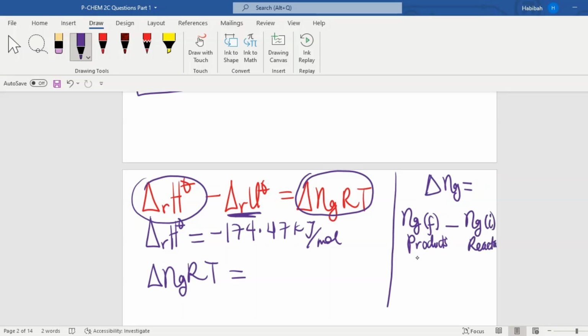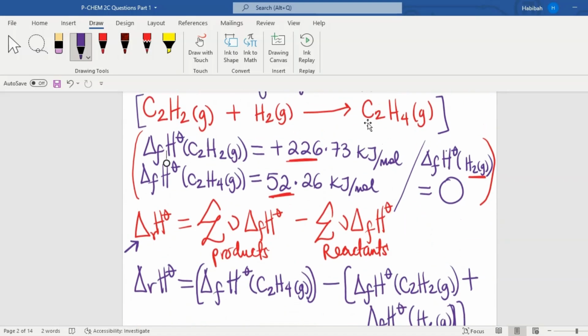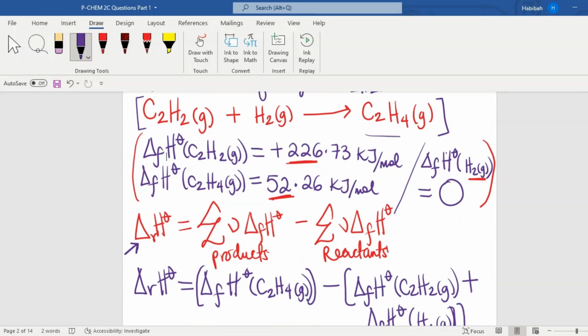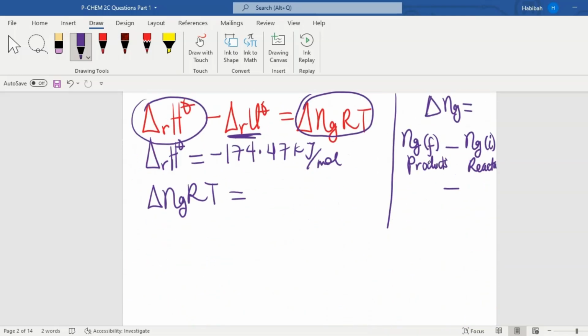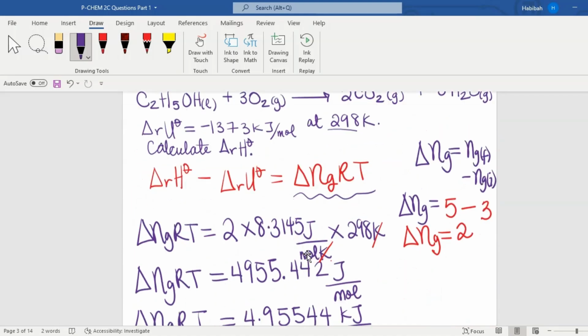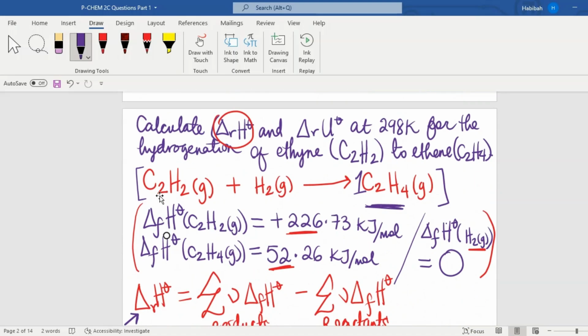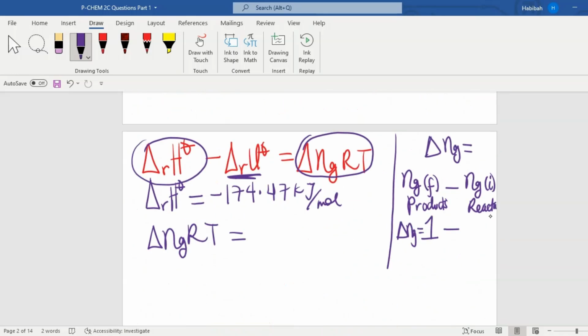So you're going to pick the number of gas molecules for the product minus the number of gas molecules for the reactant. The number of gas molecules for the product is simply one, C2H4. So that's basically one gas molecule, and we're just going to have that here. So one, minus the number of gas molecules for the reactants. We have one molecule of C2H2 as well as one molecule of H2 gas. So we have 2 here. So basically the change in the number of gas molecules is going to be -1.